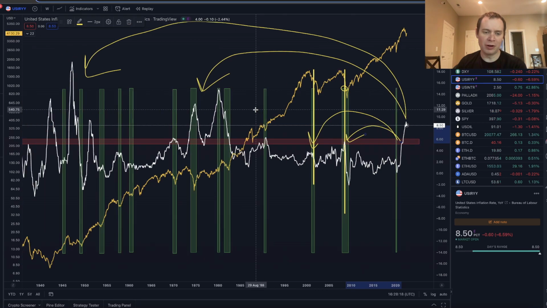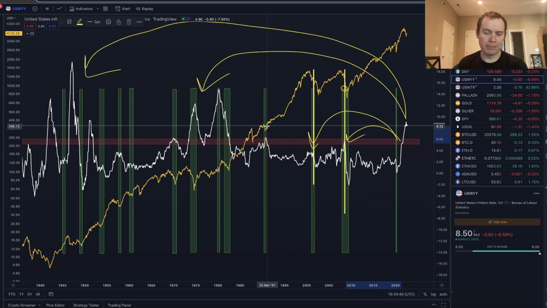One of the reasons you could argue that the stock market bottomed over here when inflation peaked is also because inflation, I mean, it just went up so high, over 10% year over year. And both of these times in the 40s and the 70s, during that initial spike upwards, the stock market had dropped 50% already. It had already dropped 50%.